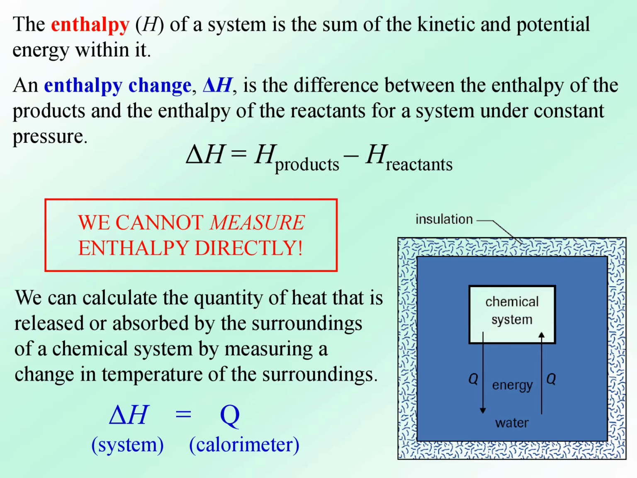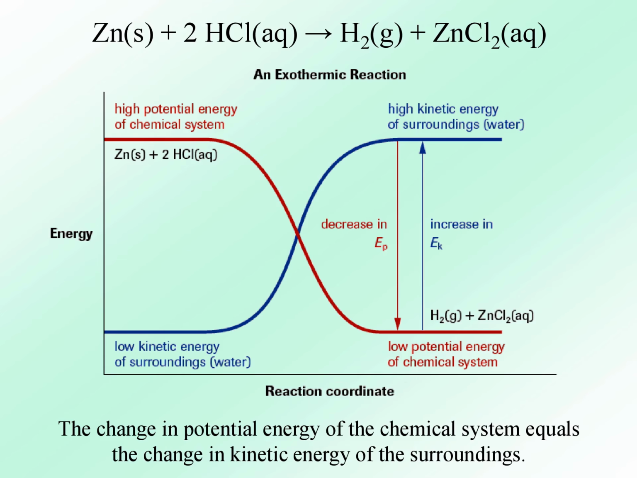Enthalpy, the sum of a system's kinetic and potential energy, can't be directly measured. Instead, we assess the surrounding temperature change under constant pressure to calculate the system's enthalpy change. In a chemical reaction, the system's potential energy loss equals the surrounding's kinetic energy gain.